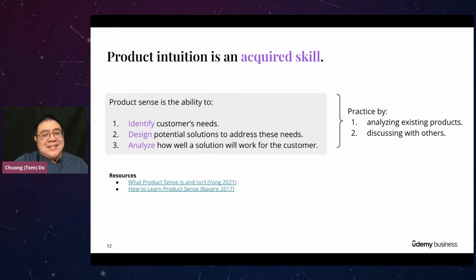Now, for many data scientists, this is a big challenge because we're often used to thinking about solving technical problems. Sometimes these problems may be well posed, et cetera. But you can develop your product intuition and product sense over time. And the way you can do it is by analyzing existing products, asking for existing products, what exactly are the customer needs? How does this product attempt to address those customer needs? And how well does that product work? Discussing with other people is often a great way to hone your ability in this area.